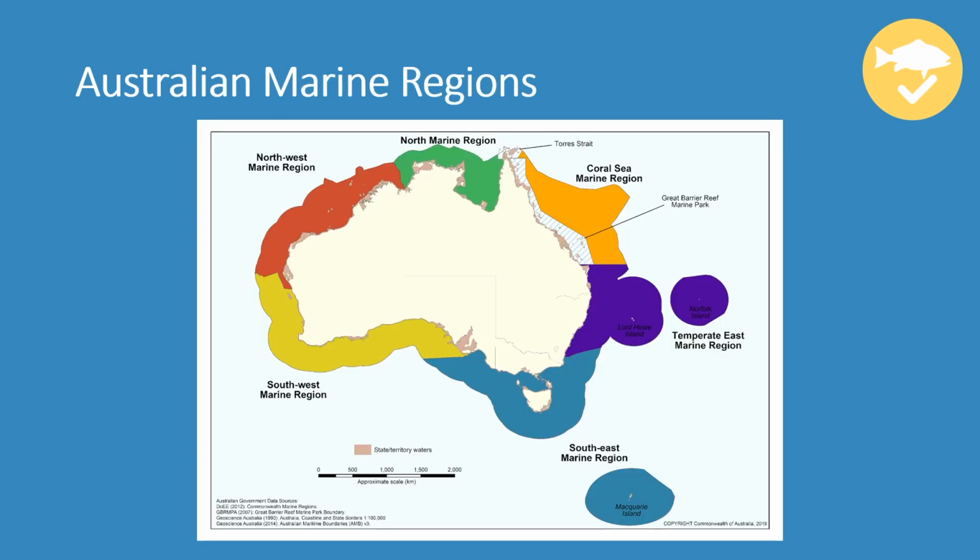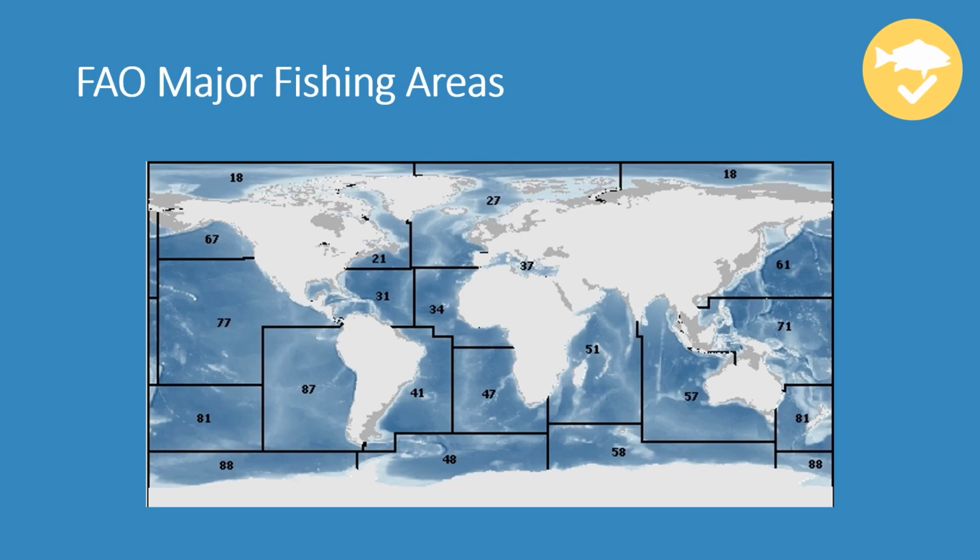The two lists also are at different scales. So the Australian list uses Australia's marine bioregions. The global list uses the FAO major fishing areas.